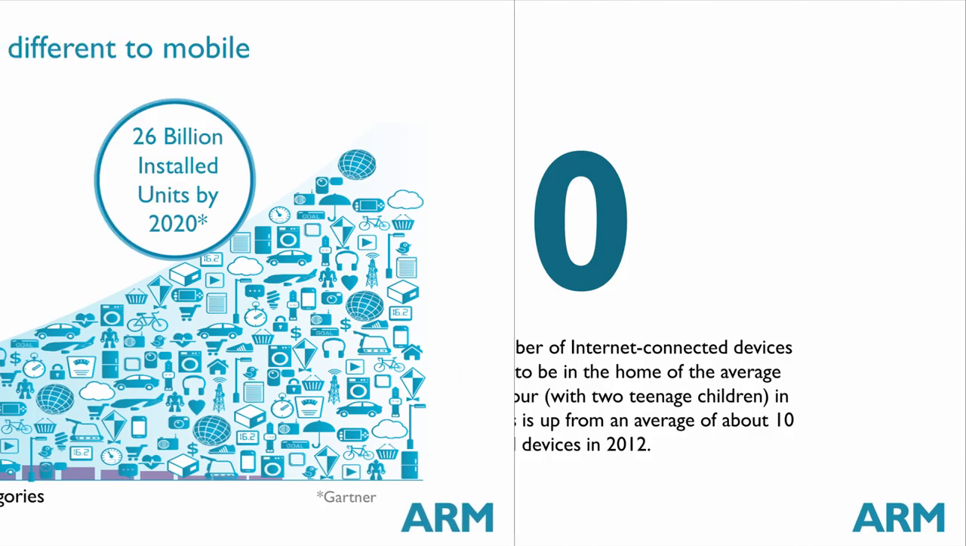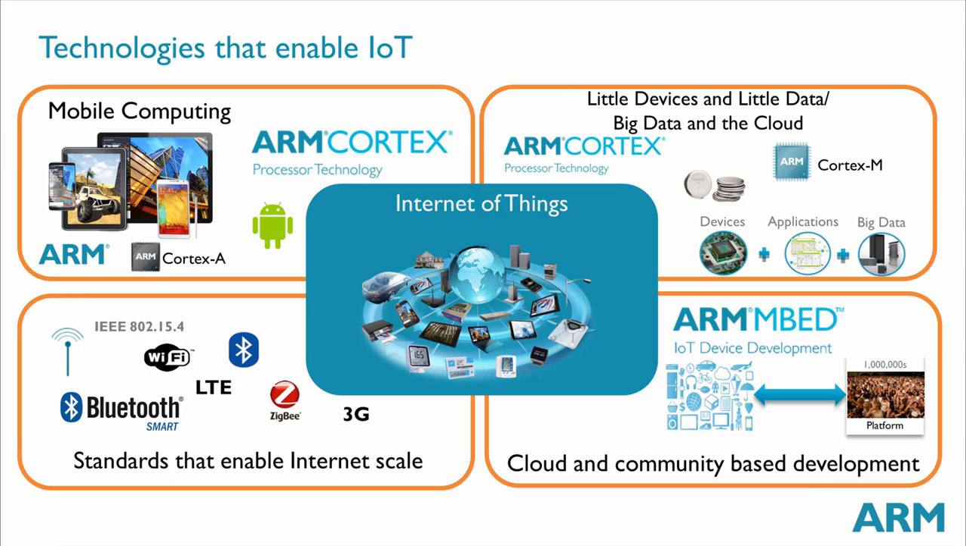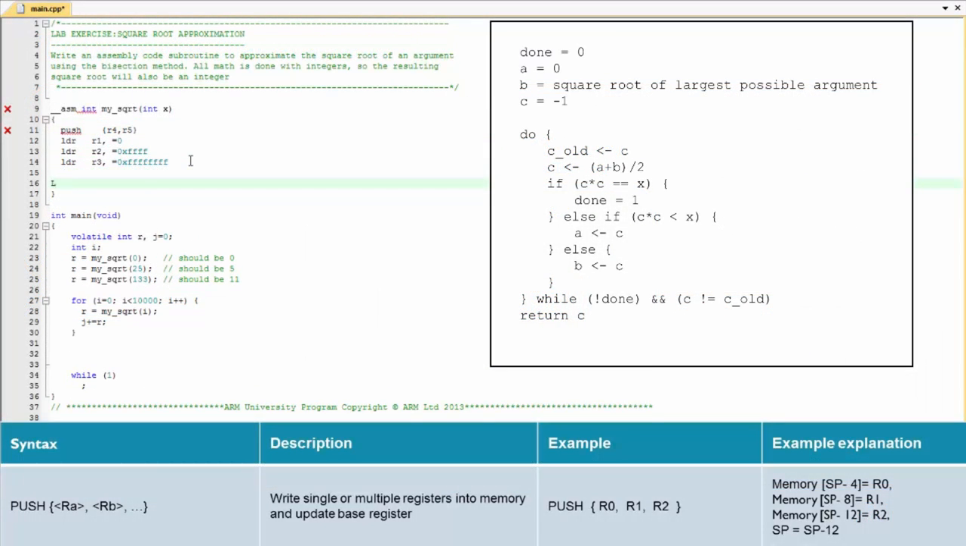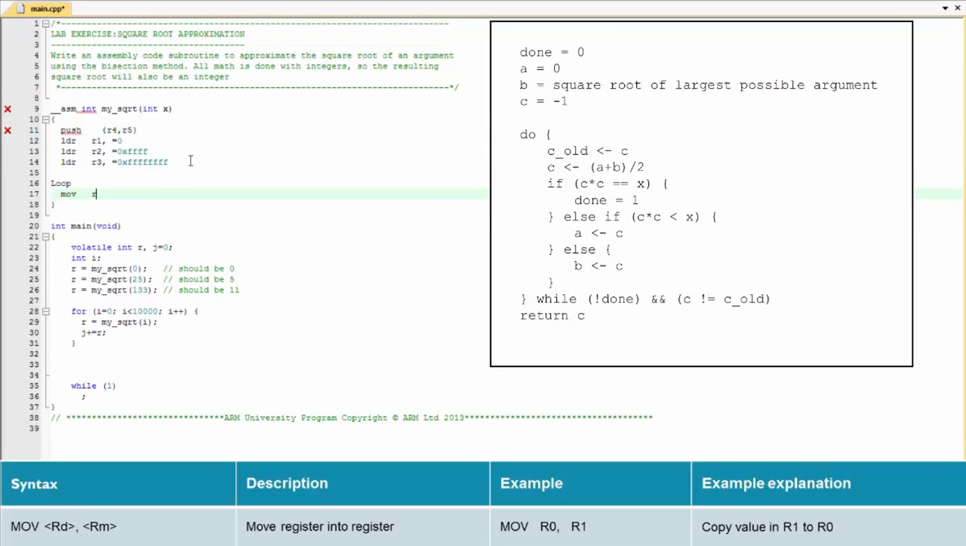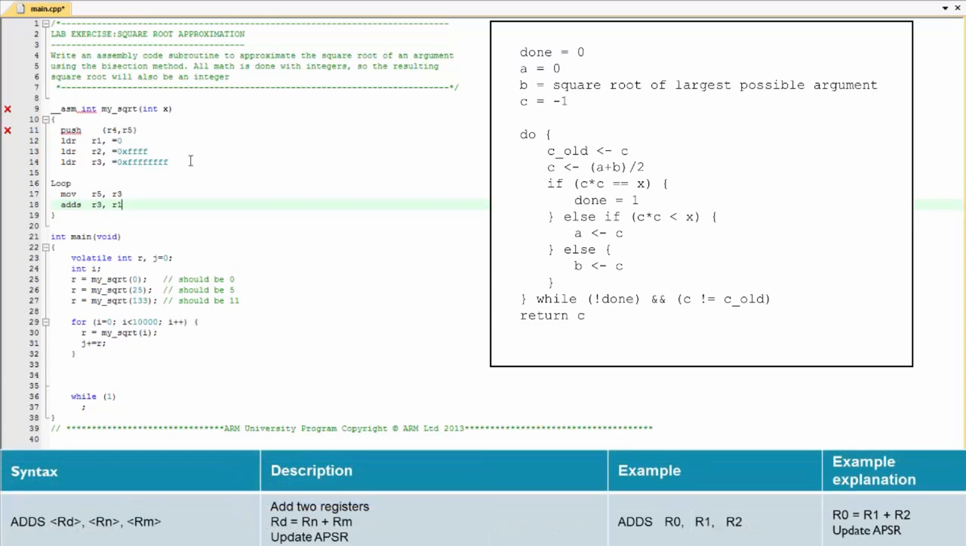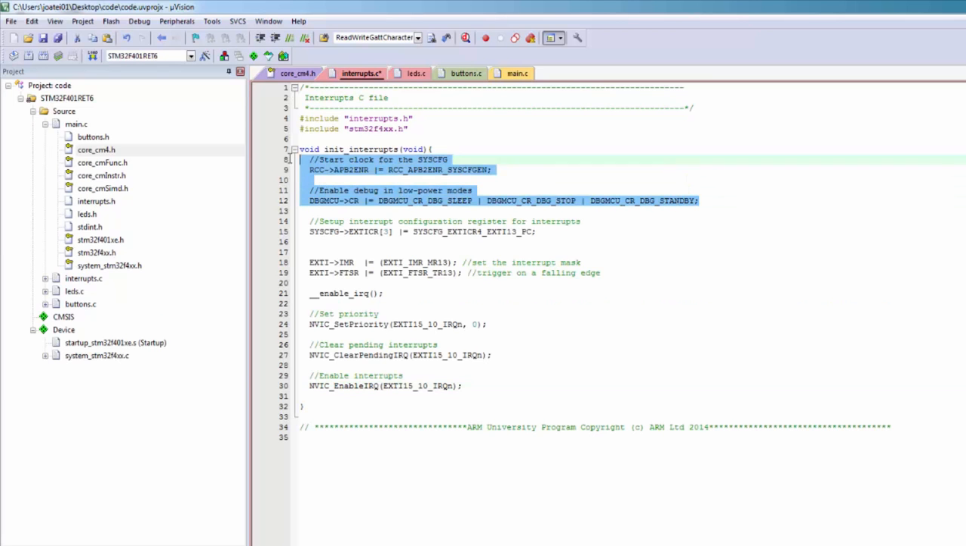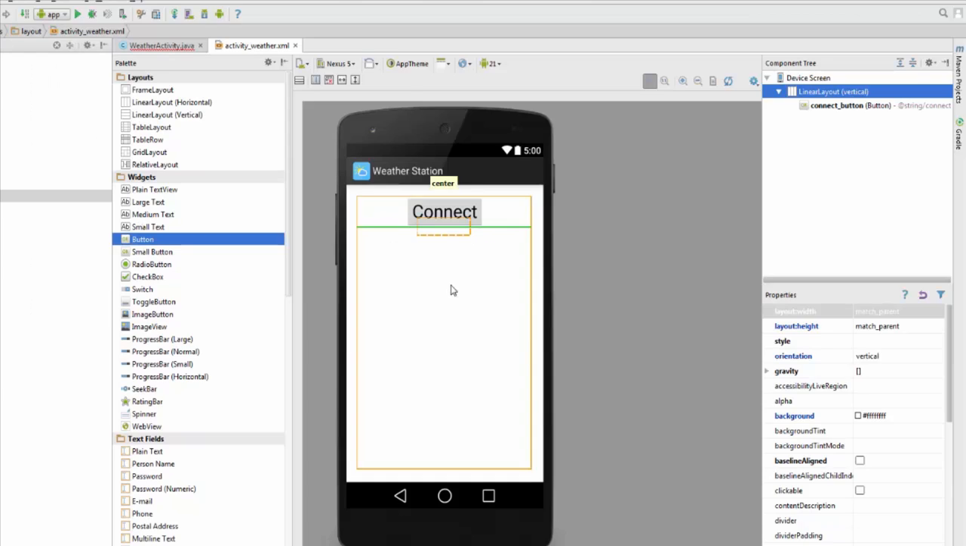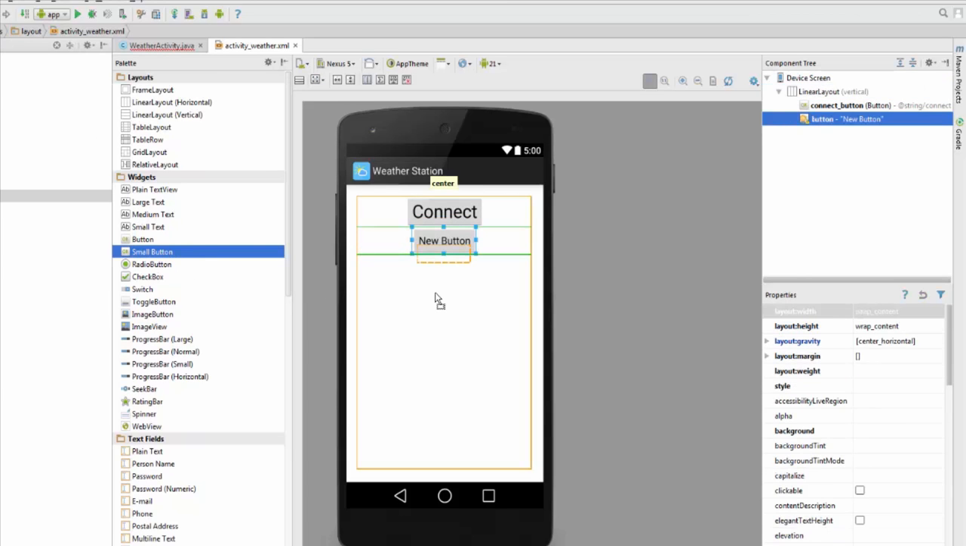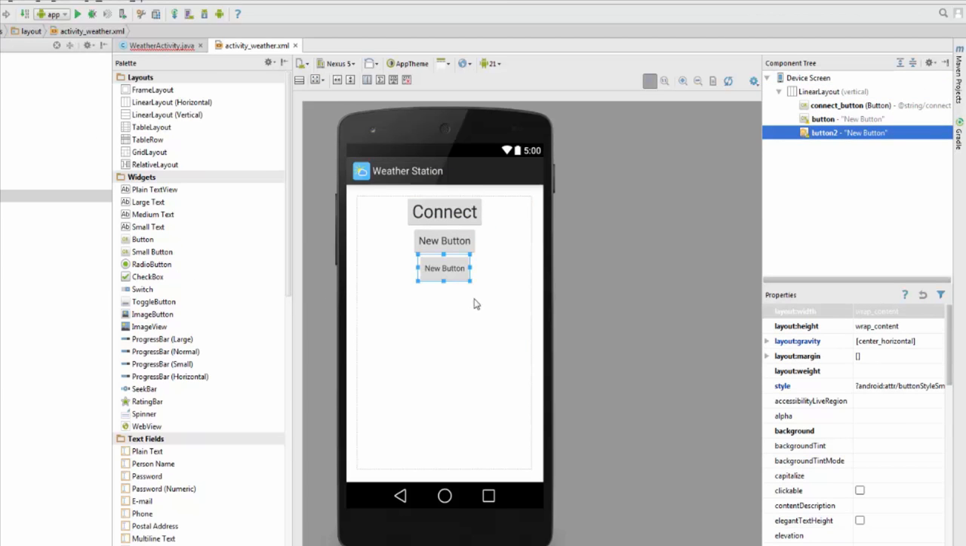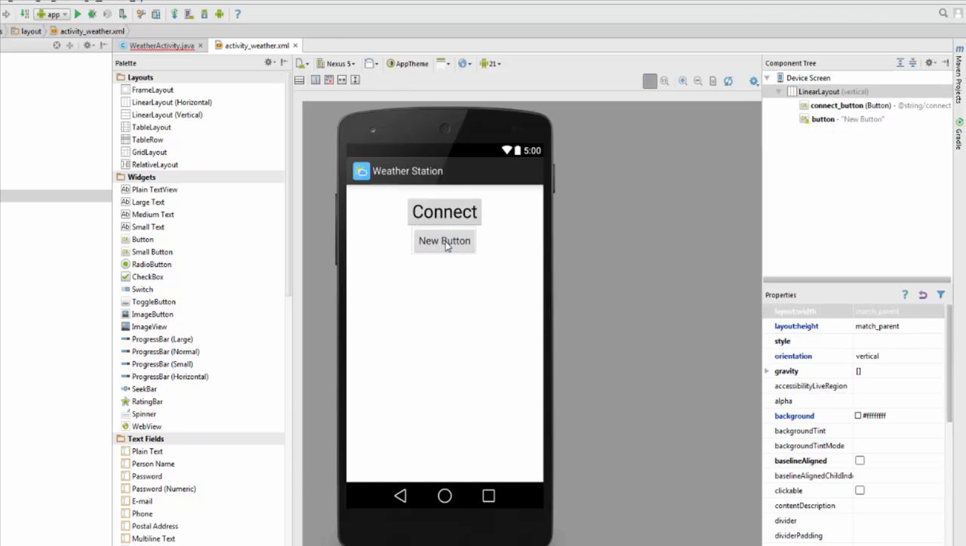The course begins with an overview of IoT and its technologies. It then presents ARM-based embedded programming with an introduction to the Cortex-M processor architecture and interrupts as a key concept in embedded systems. Mobile computing is then introduced with an overview of the Cortex-A processor architecture, ubiquitous in today's smartphones, in addition to app development.